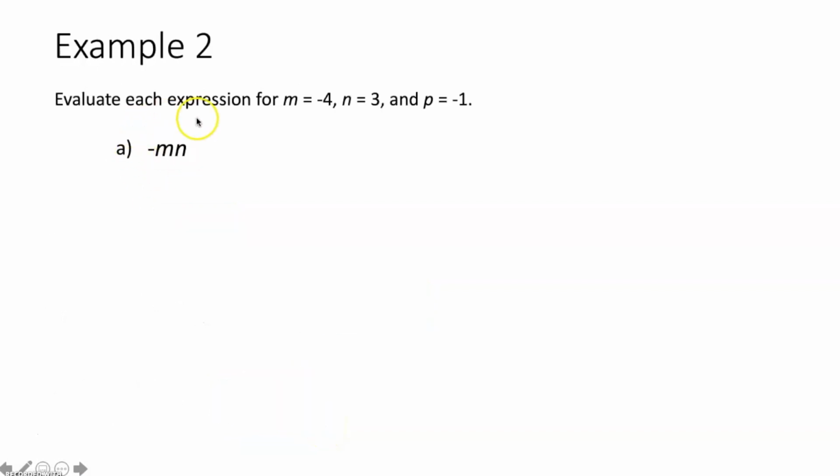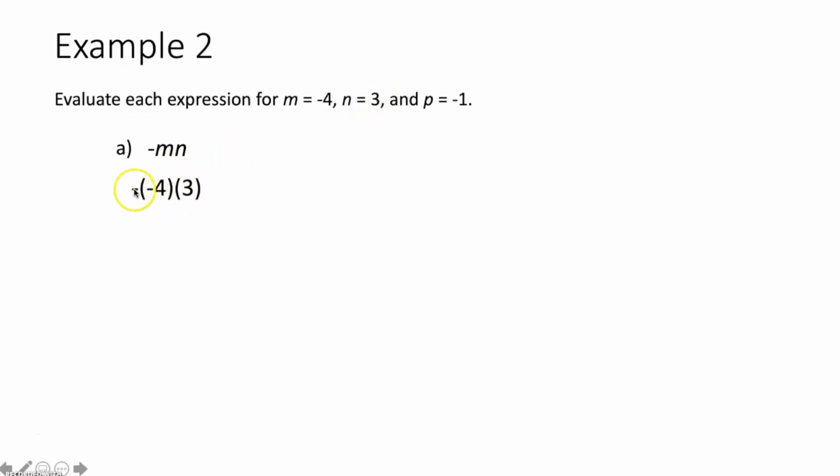Now example 2 says evaluate each expression for m is equal to negative 4, n is equal to 3, and p is equal to negative 1. So part A, we're going to evaluate negative m times n. All this problem requires you to do is take what m is equal to, which in this case is negative 4, and plug it in for m. Take what n is equal to, which in this case is 3, and plug that in for n. And then simplify. So negative 4 times 3.